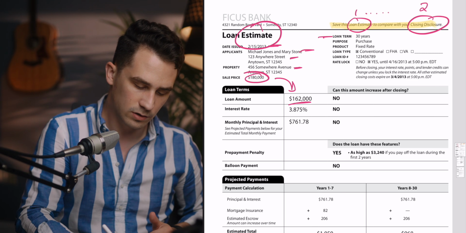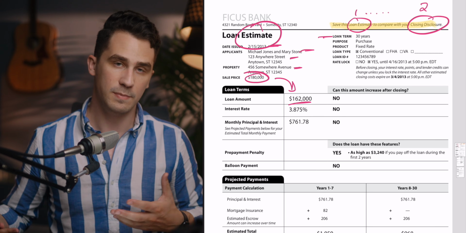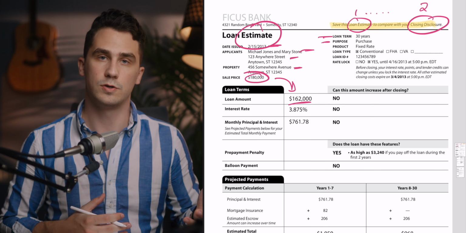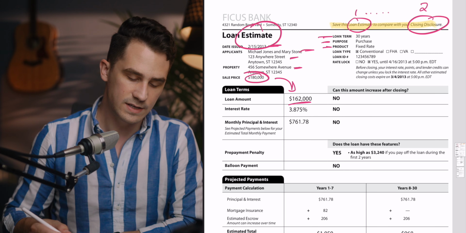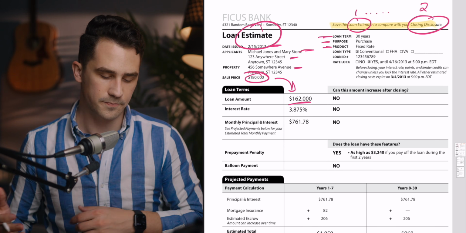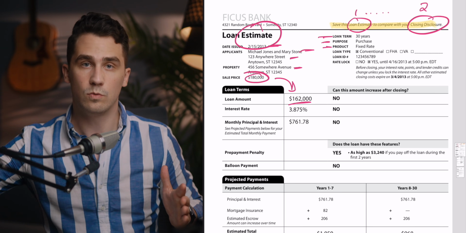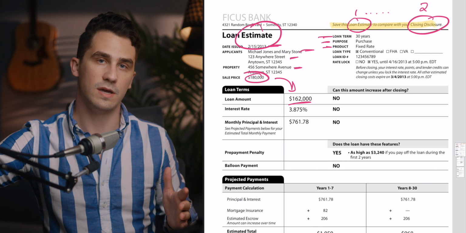Okay, so then we have our loan term. How long is your loan for? 30 years is common for most people, might be a 15-year, might be 20 years. What is the purpose? Purchase, refinance are normally common in here. Also, is this a fixed rate or an adjustable rate loan? So a fixed rate loan means that after closing, your rate will never change. Your principal and interest will never change for the remainder of your loan.